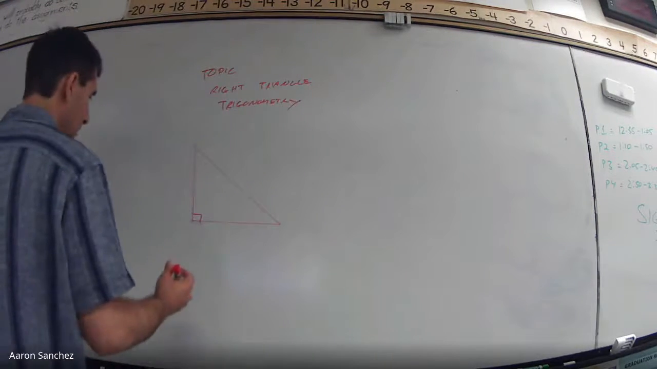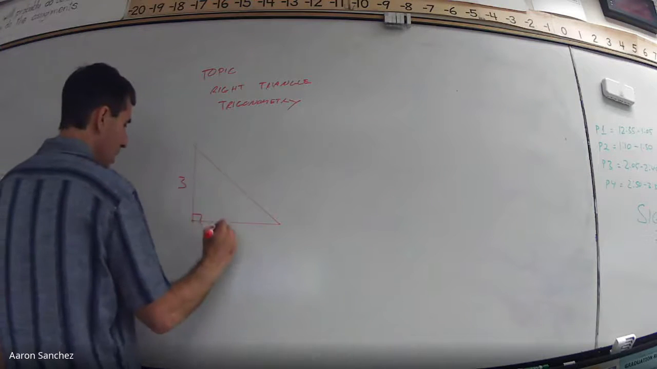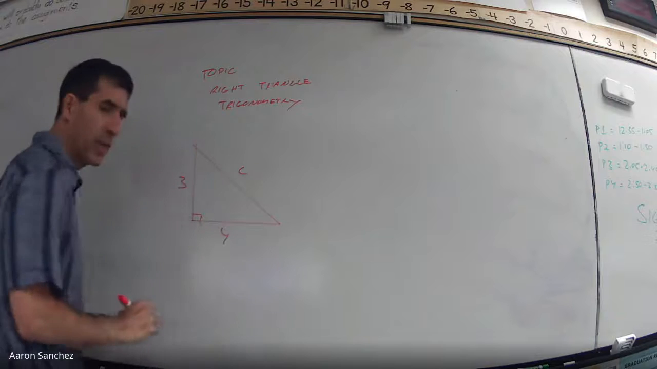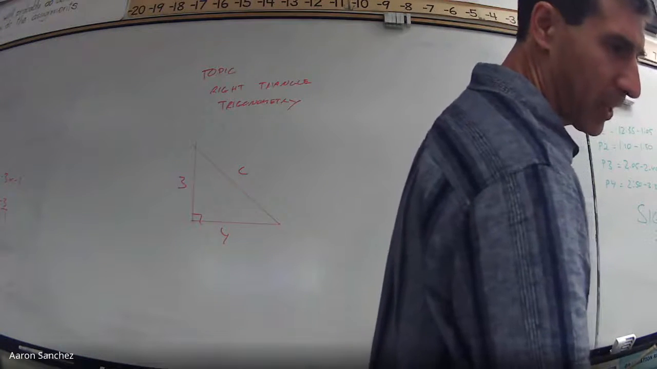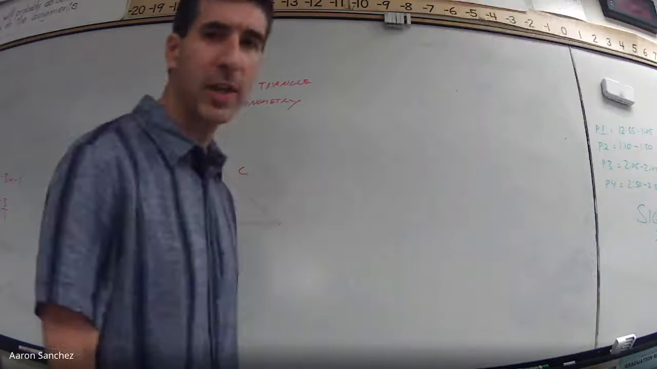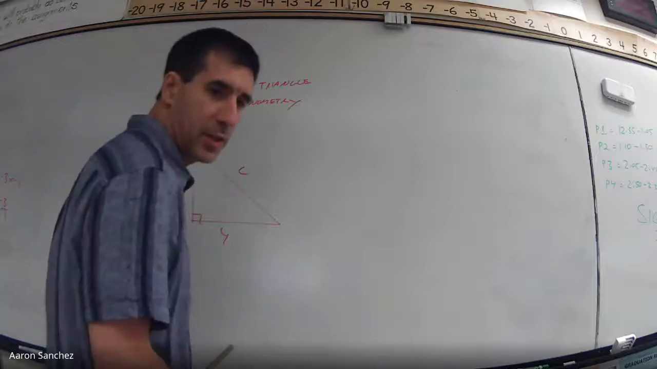Okay, Godzilla time. So, let's say I have a triangle here. 3, 4, and I ask you to solve for that side. How would you solve for that side? This side here, C. How would you solve for C? A squared plus B squared equals C squared. Yes, very good. Thank you, Samantha.